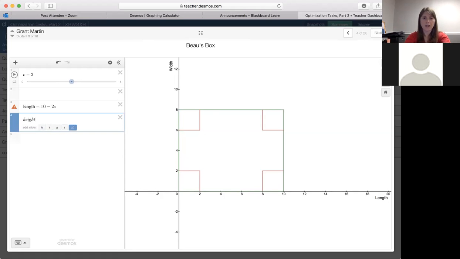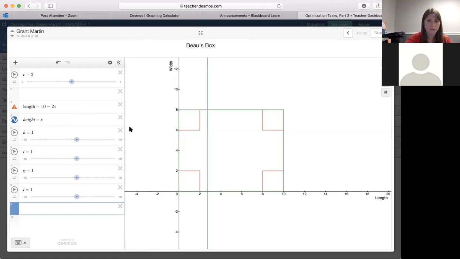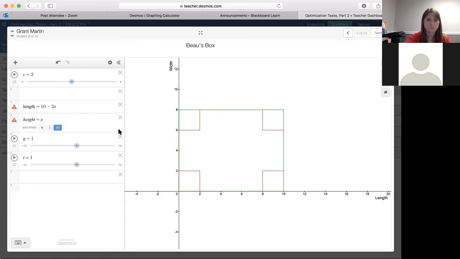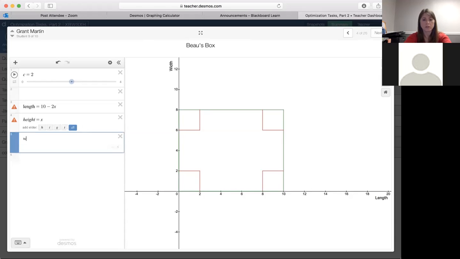You already told me that the height was x. Don't worry about those sliders. We don't really need that. I just want, you guys know what the height is. And then the width on this is going to be, we're going to use our 8. So we're going to use 8 minus, and then think about in this case, x and x is what we're chopping out from our 8 to get that remaining middle piece.